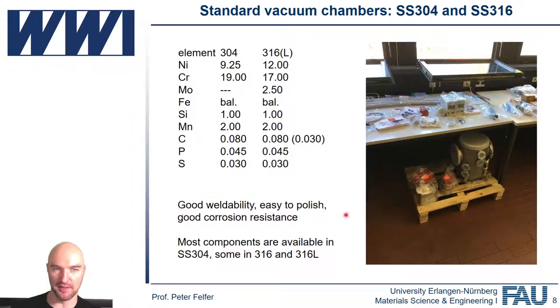They just have good weldability, they're easy to polish, and they have a good corrosion resistance. That's why even very old UHV systems are usually in very good shape. So this is one of our chambers for the field ion microscope, where you, for example, see another electropolished one, and this is just what a typical chamber looks like. And most components are available in stainless steel 304, and only some in 316 and 316L.